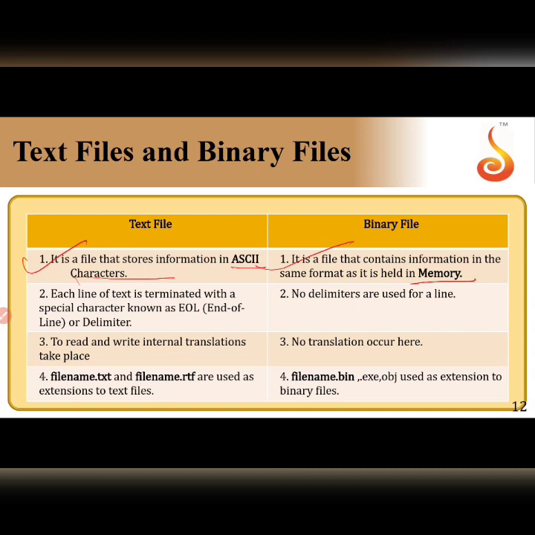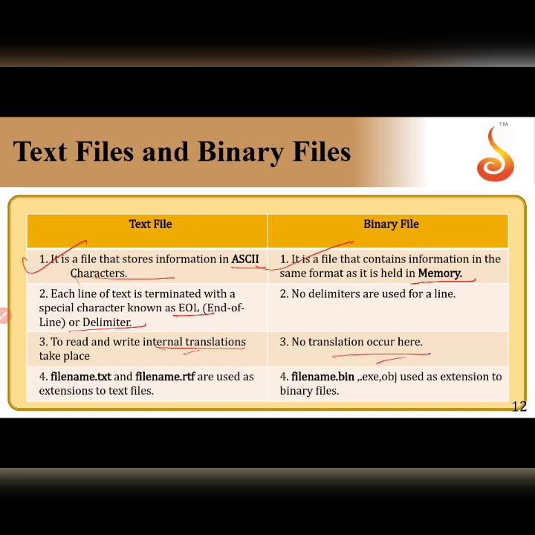In text files, each line of text is terminated with an end of line character, that is, a delimiter. We went through that. Whereas you don't have any delimiters for a line in a binary file. Text files need translations to read and write, while binary files don't need translations and can be directly processed. Text files are sequentially processed, whereas binary files can be sequentially or randomly processed depending on the need of the application.